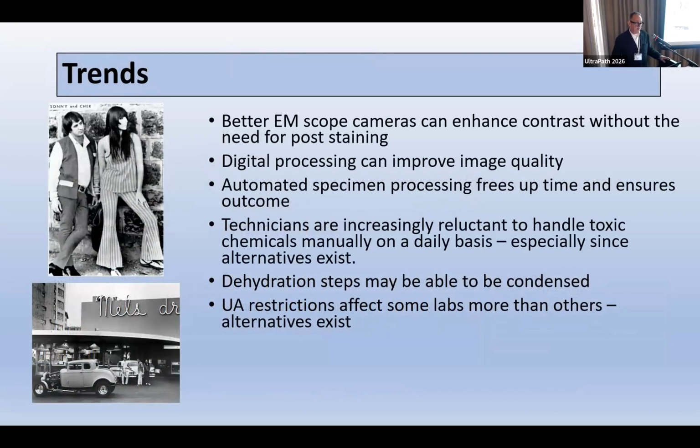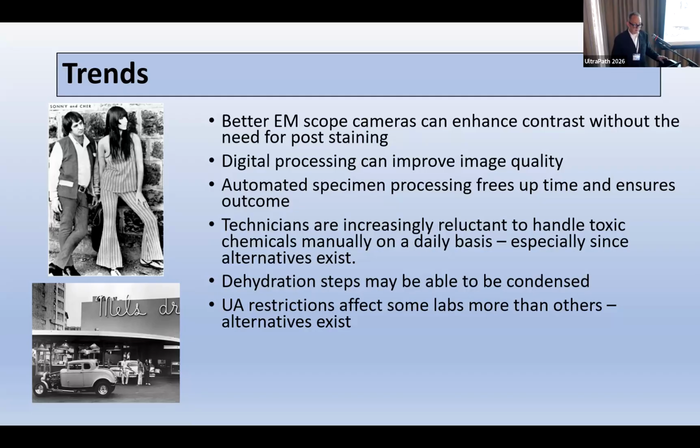So what are the trends? Better EM scope cameras, enhanced contrast, so you perhaps cannot do post-staining. Digital processing can improve image quality. Images are data. This came up not too long ago. It's important to understand that you can't manipulate them too much because they're data and you need to be true to the actual controls and things like that you've already got in your protocol.